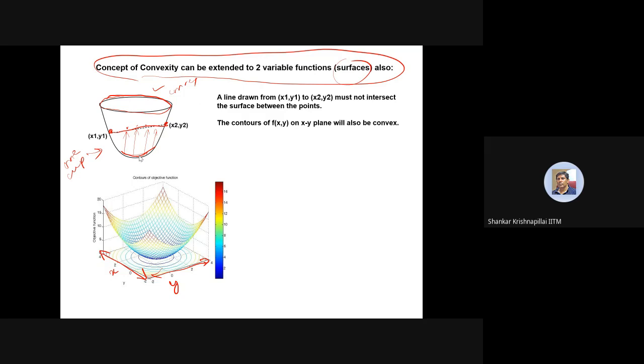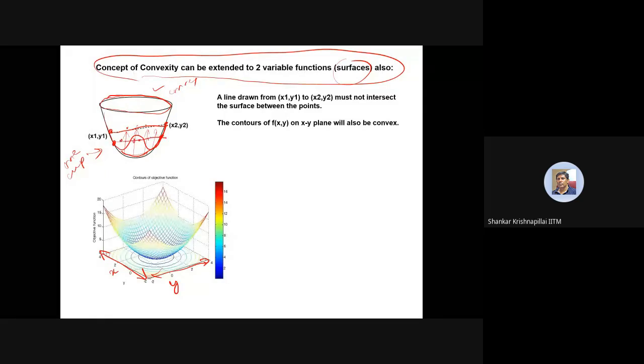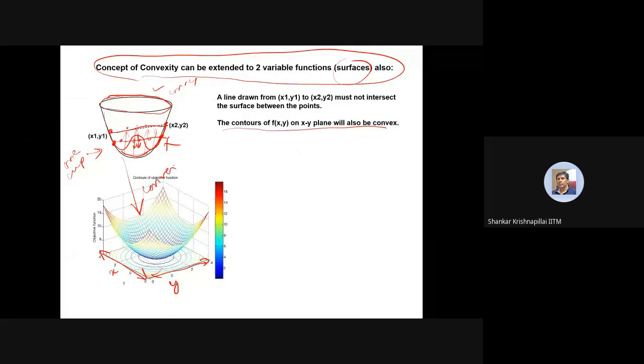Now suppose it is not convex, it has two bulges like this. Then if you take x1, y1, x2, y2 and draw this line, some of these points will go below this surface. So this is not convex. Another thing is that if an objective function is convex, then the contours of f of x, y on the xy plane will also be convex. You can see this convex surface, and these are the circular contours. These circular contours are also convex.